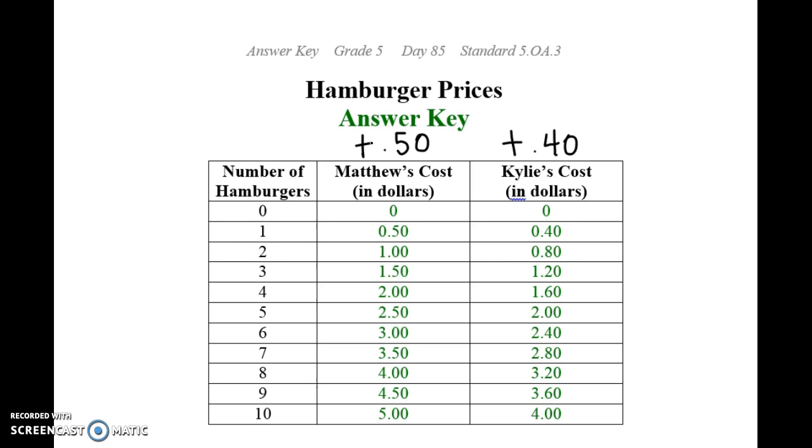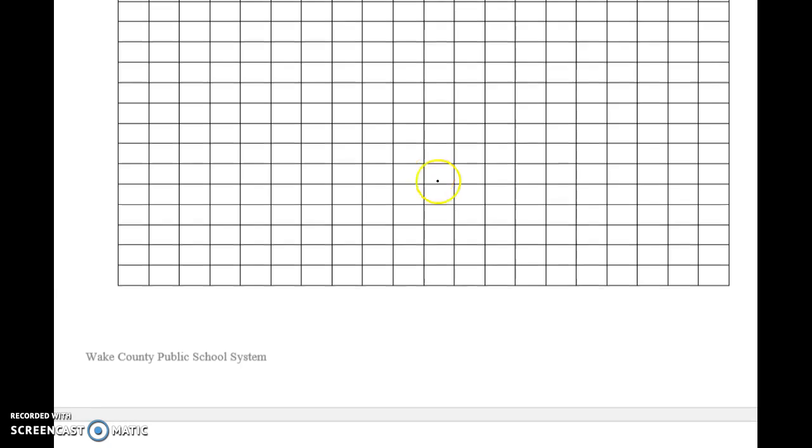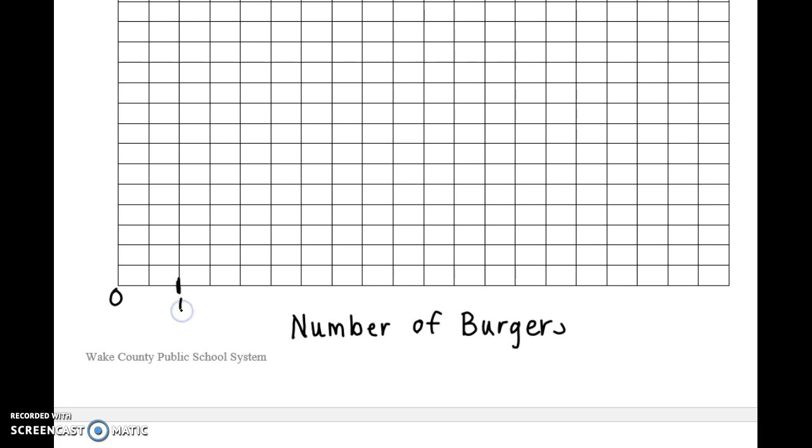Now we're going to move to the graph. I'm going to go ahead and start with the x-axis. And we know from making our ordered pairs that the x-axis is going to represent number of burgers. Remember that we're making a line plot, not a bar graph. So we need to make sure that our numbers are lined up with an actual line, not a space. Now, because we only purchased 10 burgers altogether, we have enough room to spread our numbers out. It's a good way to do that.